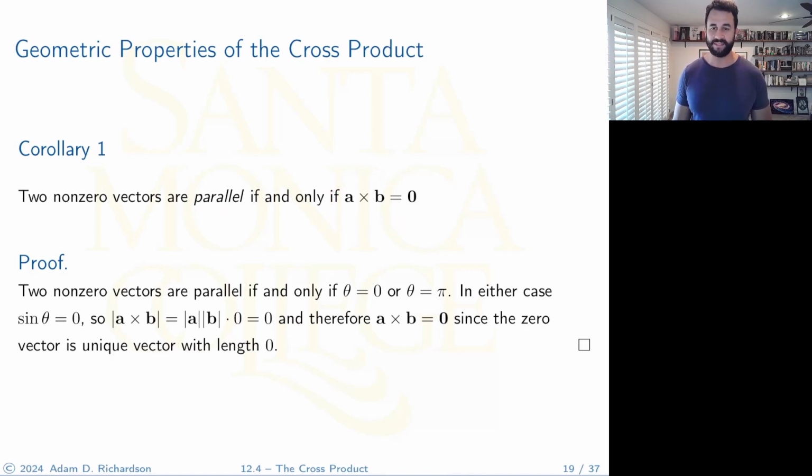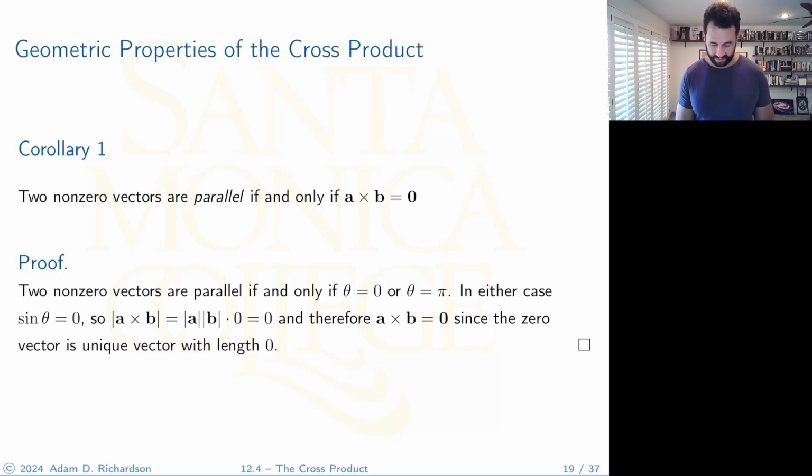So what that means is if you try to cross two vectors and you get the 0 vector, they must be parallel to each other. The proof is also very quick. It's a little bit reminiscent of the proof that two vectors are orthogonal if and only if their dot product is 0. The only way two vectors could be parallel is if the angle between them was 0 or pi. That's the only way they could be parallel. In either case, sine of theta is going to be 0 because sine of 0 is 0 and sine of pi is 0. So that means that the length of the cross product is going to give you 0. There you go.